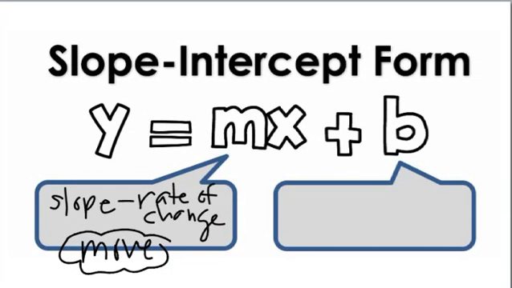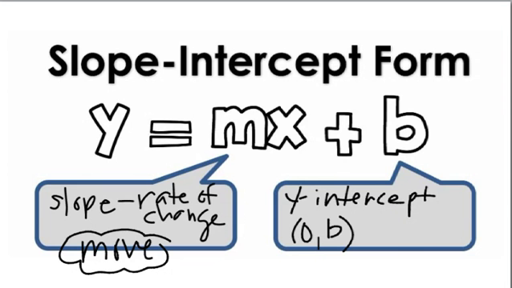Our B is our y-intercept. The ordered pair is 0, B. That's not a 6, that's a B. And write the word begin. So as a review, the B, our y-intercept, is where we begin our graph. Okay, so you can think B is where we begin.